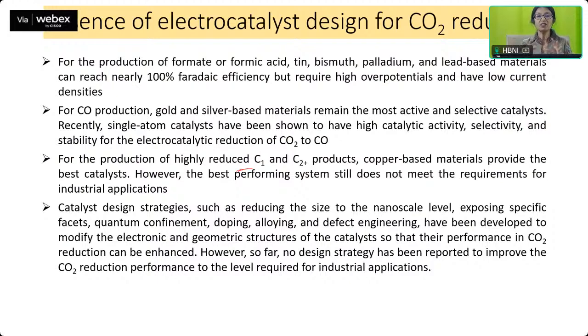So if you really want to produce highly reduced carbon 1 or carbon 2 products, in that case, copper is the best catalyst. But still the best performing catalyst, whatever you have in the lab scale, it doesn't meet the requirement for industrial applications. So you have various catalyst design strategies, as I showed in the last slide. You can reduce the size to nanoscale level. You can expose specific facets. You can do quantum confinement, doping, alloying, and defect engineering. And these have all been developed to modify the electronic and geometric structure of the catalyst so that their performance in carbon dioxide reduction can be enhanced. However, so far, no design strategy has been reported to improve the carbon dioxide reduction performance to the level which is required for industrial application.